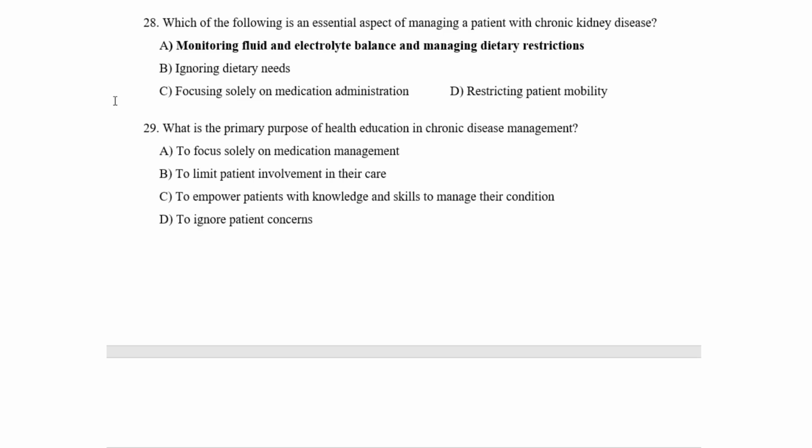यसको सही उत्तर हो option C, to empower patients with knowledge and skills to manage their conditions well.